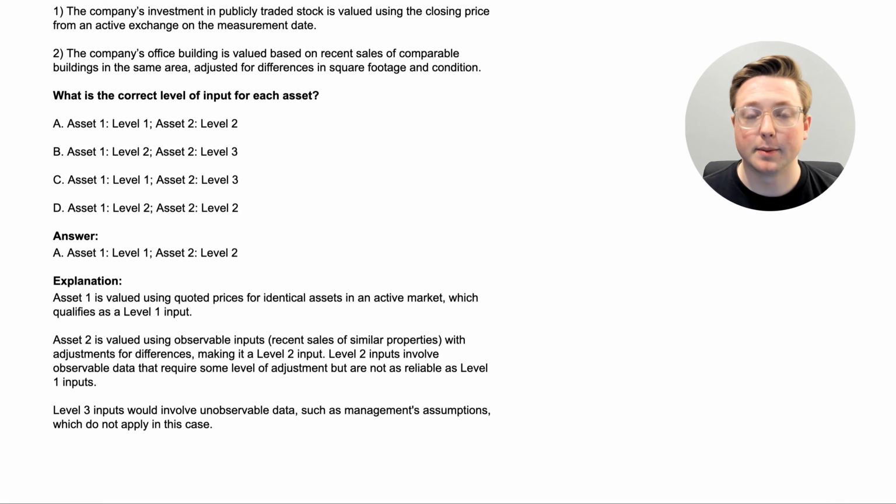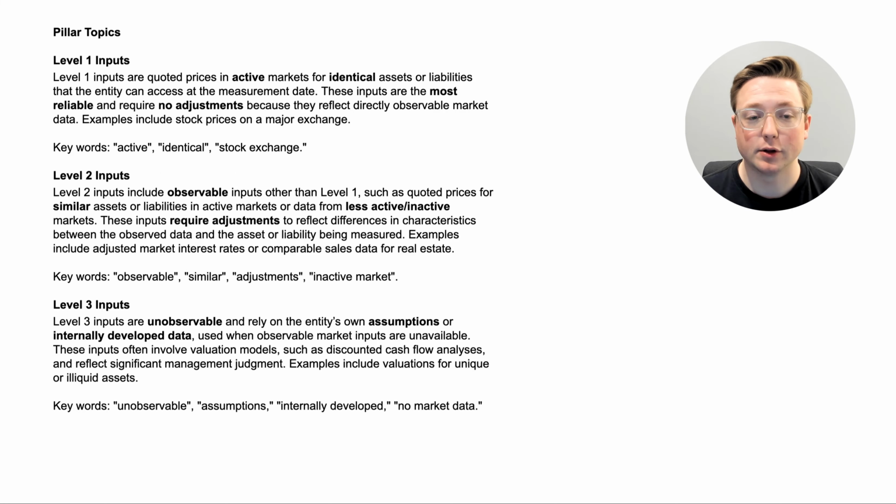Let's go ahead and look at the pillar topics for this video. All right, here we are at the pillar topics. Let's just talk about each one of these. Level 1 inputs. Remember, level 1 inputs are quoted prices in active markets for identical assets or liabilities that the entity can access at the measurement date. These inputs are the most reliable and require no adjustments because they reflect directly observable market data. And examples of this, something that you'll probably see is stock prices on a major exchange.